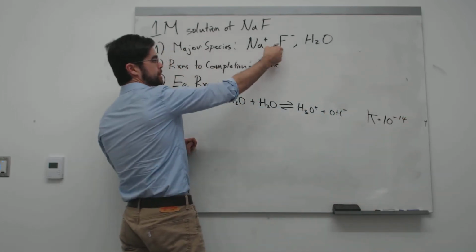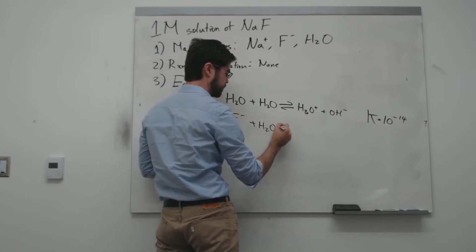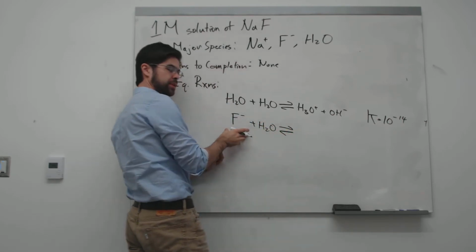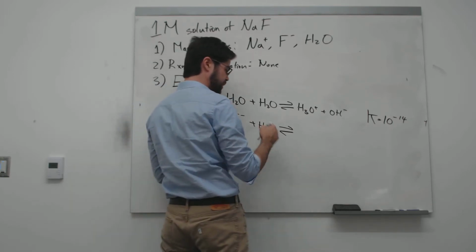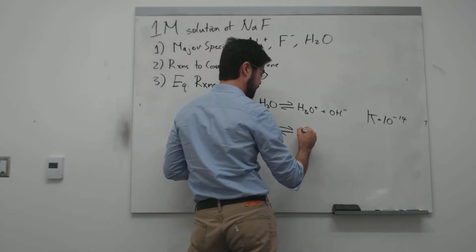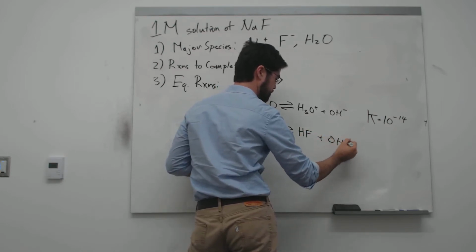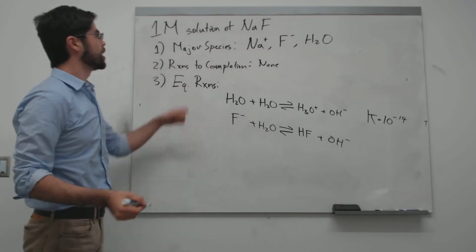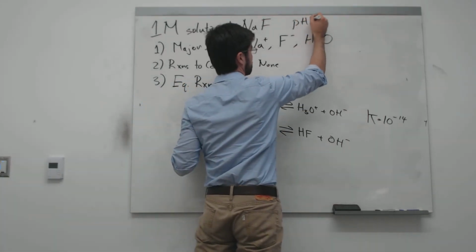And there's the interaction of the fluoride ion with water. It has the ability to act as a base because it is the conjugate base of hydrofluoric acid. It takes a proton, becomes HF, and produces hydroxide ions. Originally the question here was, if I have this solution, what is the pH?